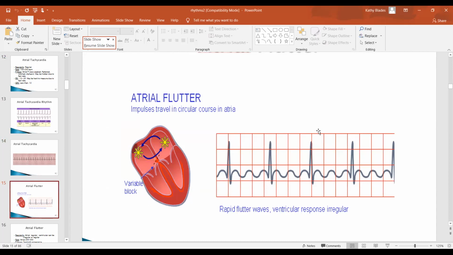So what happens with a flutter, the impulse travels in a circular course in the atria. So what's happened here is you don't have an SA node firing, you have the atria firing. So that initial pulse that causes the heart to contract starts somewhere in the atria, not in the SA node. So now that initial firing is happening at one of these, and it's kind of ping ponging around a little bit, right? The impulses travel in a circular course in the atria. So that's when you get the flutter.